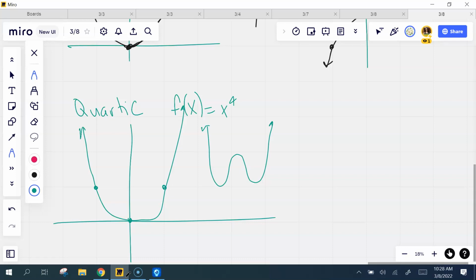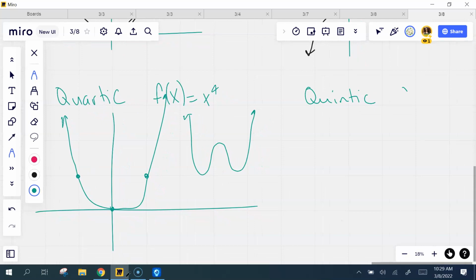All right, let's do the quintic. What do you think the parent equation is? X to the 5th. So again, I really want to graph this on my calculator and see what's happening. Any guesses?